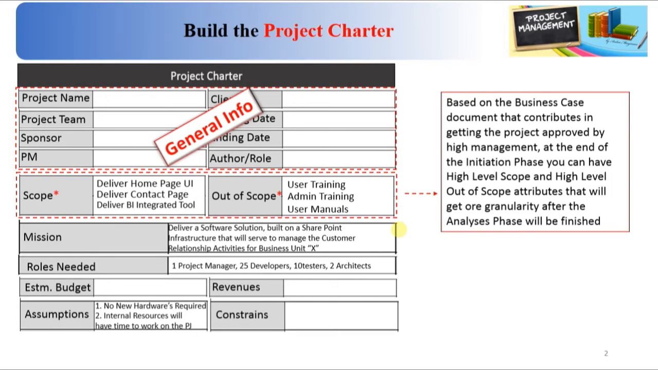Also, we should list here the constraints. An example of a constraint can be that the work breakdown structure has to finish by February 1st.